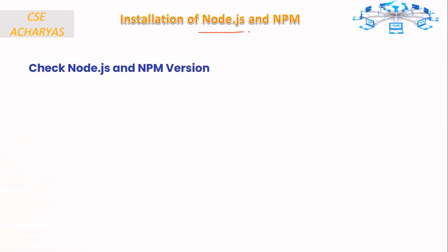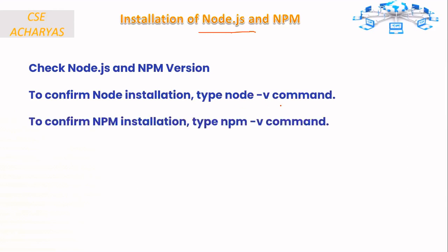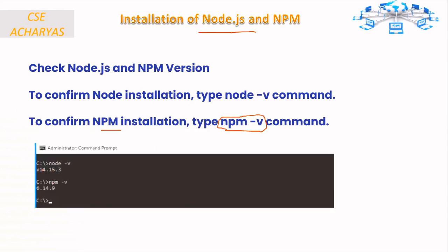Suppose we want to check whether Node.js and npm are installed or not. We have to go to the command line. So select the command line. Once you select the command line, type this command here, node -v. It gives the version of Node. To see the version of npm, you have to type this command in the command line. It is npm -v. This is the way.